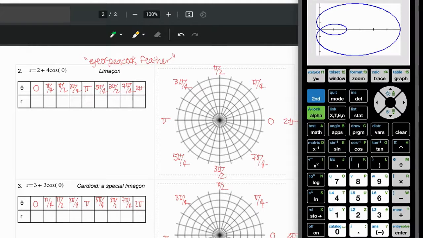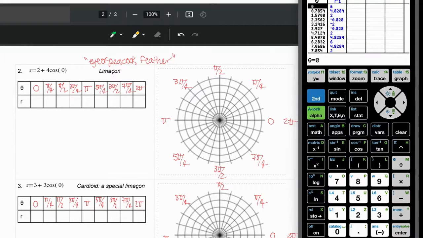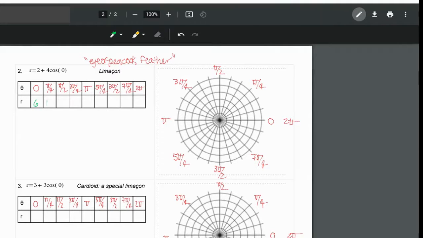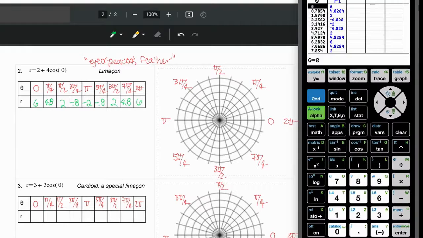And so if we look at our table of values, we're going to fill in the decimal values for our radii here. So we have 6, we have 4.8, we have 2, negative 0.8, negative 2, negative 0.8, 2, 4.8, and 6. You can write down more decimal places, but since we're just graphing on this really tiny polar graph, then we don't need to be all that accurate.